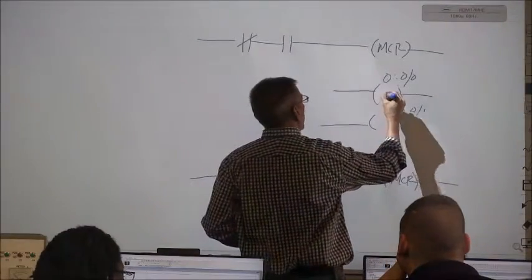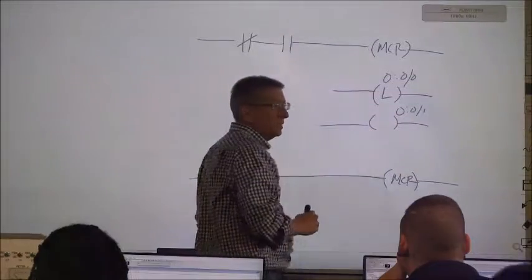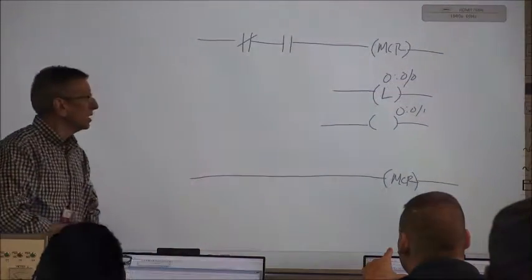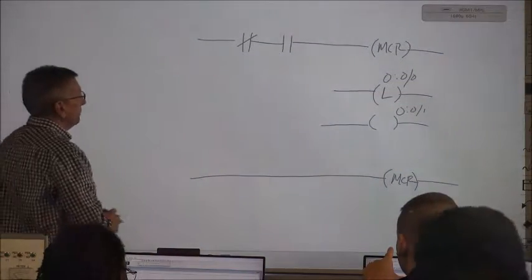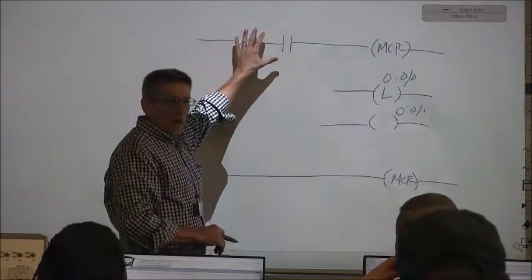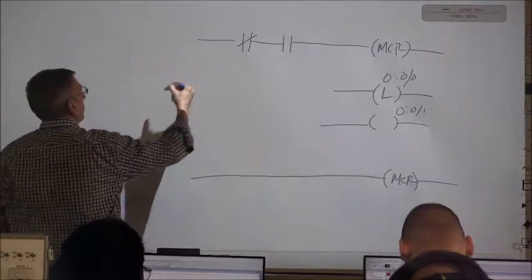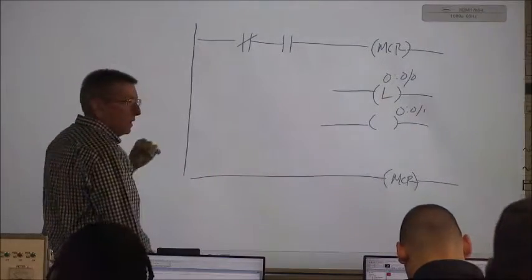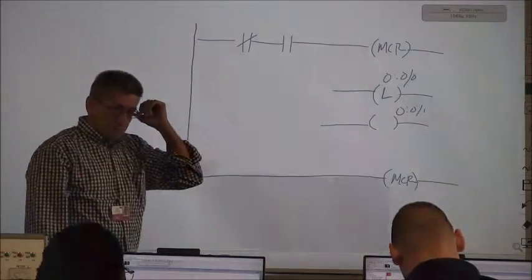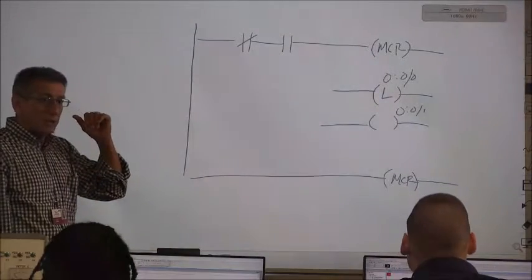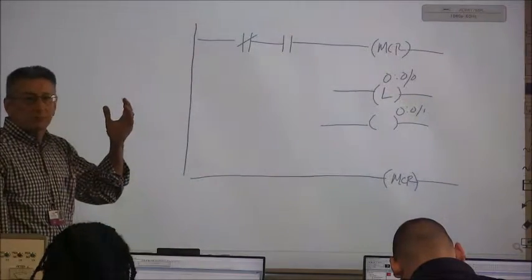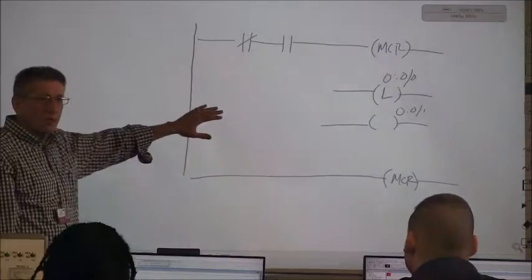Now, here's something. Let me do this. I'm going to make one of these a latch instruction. Shouldn't both of those be XIC? This is just some kind of conditional logic for that first rung. Yeah, it can be anything. I'm going to latch one of these outputs. First of all, you never want to latch real-world outputs, right? So it wouldn't make sense anyway.